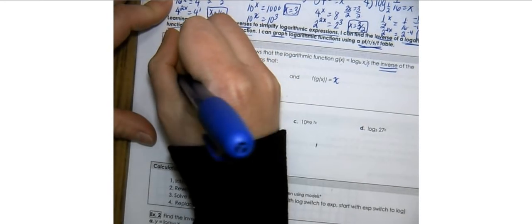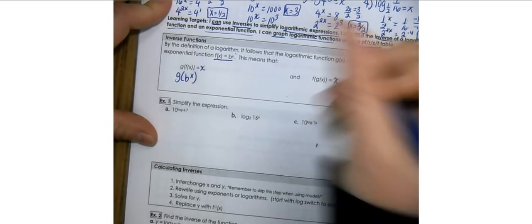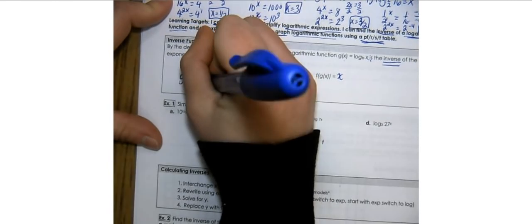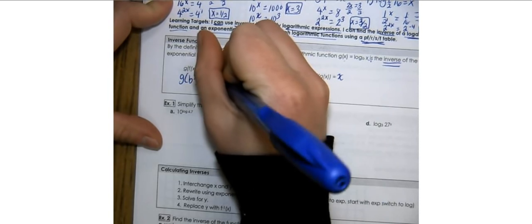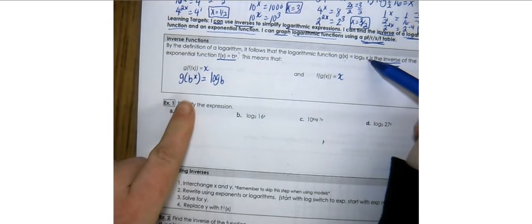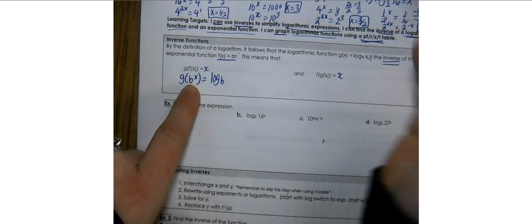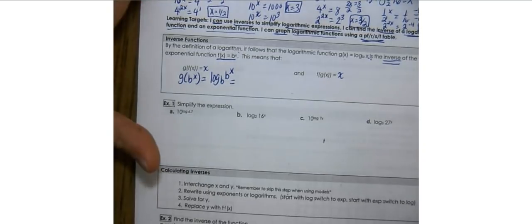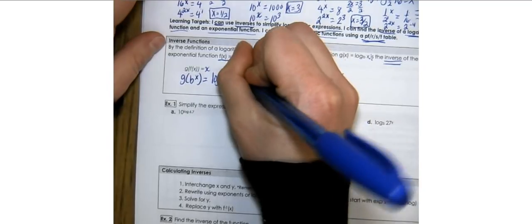So this is going to be g of b to the x power, since that's what f of x is. And I'm going to substitute that into my function. So I'm going to end up with log base b of, I'm going to substitute for x, b to the x power. Okay, now this is going to equal something. I already am using the letter x, so I'm going to call it a question mark.